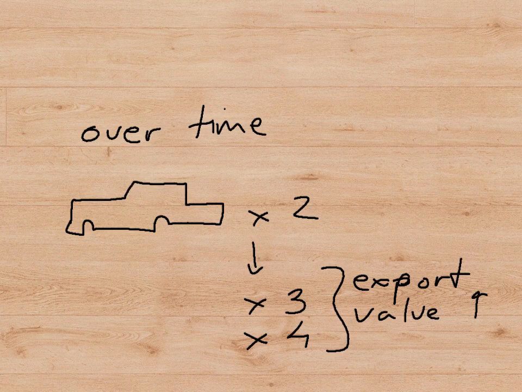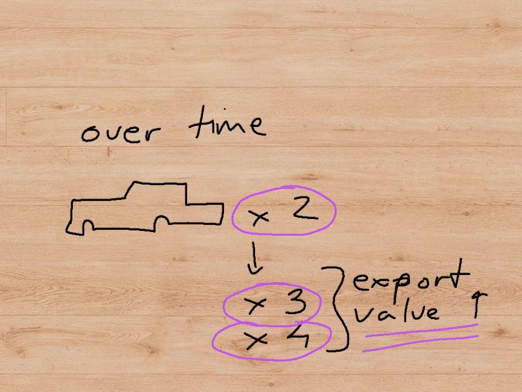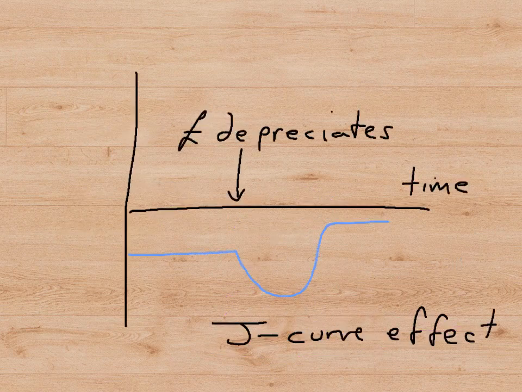Over time, of course, they may start to buy more cars because the cars are now cheaper. So over time, the number of British cars sold in the Eurozone should rise, and the export value of the UK to the Eurozone should also rise. However, this takes time to happen.